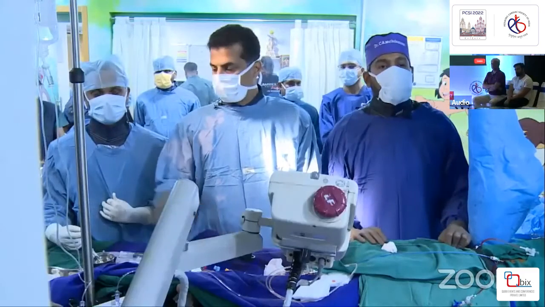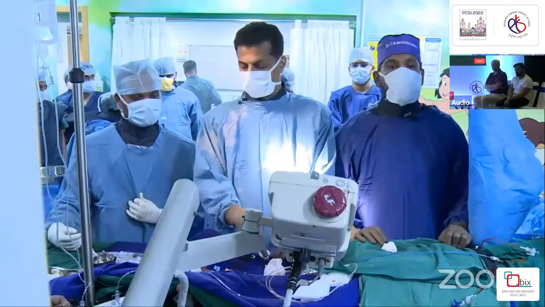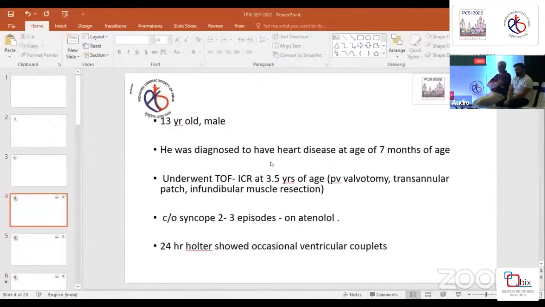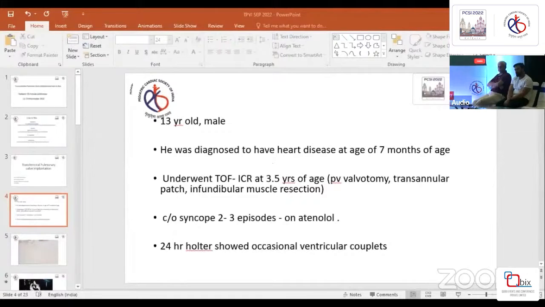So, quickly going on to the patient, to the history. Can you show the slides, please? A 13-year-old boy was diagnosed with heart disease at 7 months of age, for which he had a transannular patch tetralogy repair. He has been under follow-up since 3.5 years of age, and he had two episodes of syncope. But if you look at the history, it is more related to a vasovagal episode. When we looked at the Holter, he had occasional ventricular couplets and triplets, so we put him on atenolol.